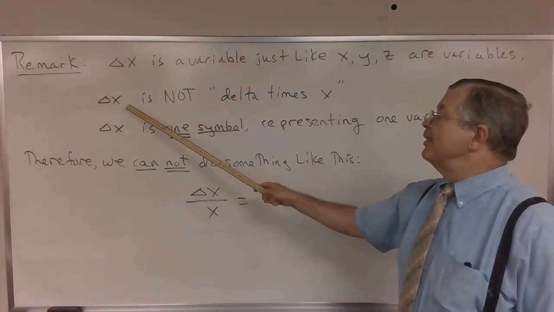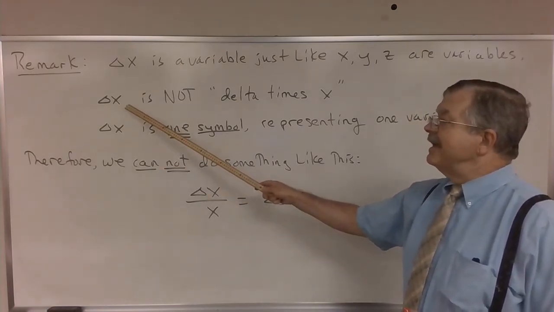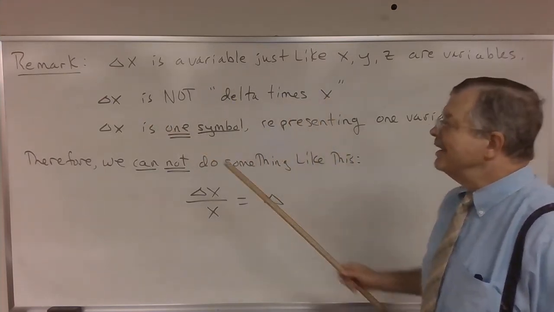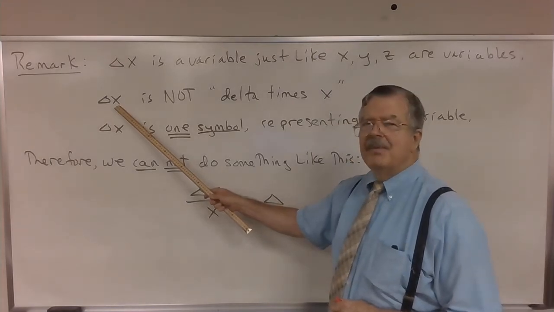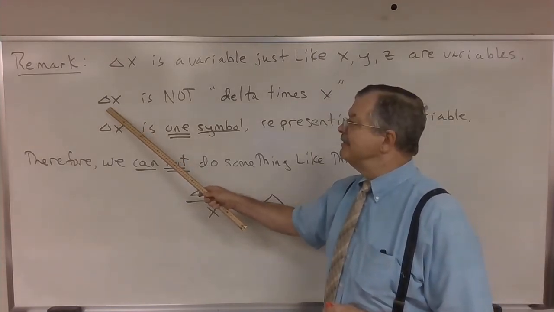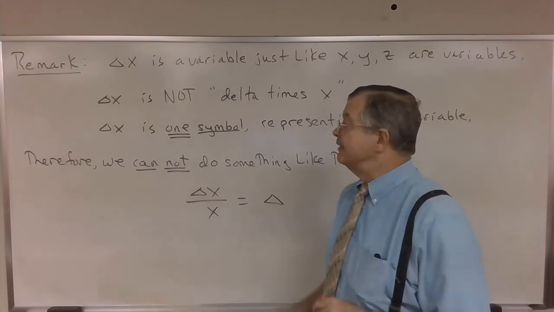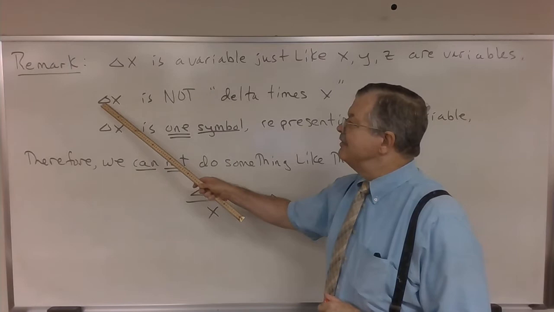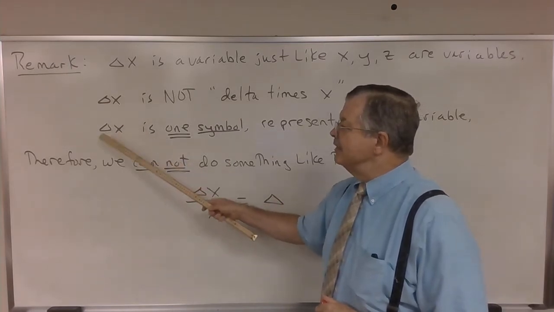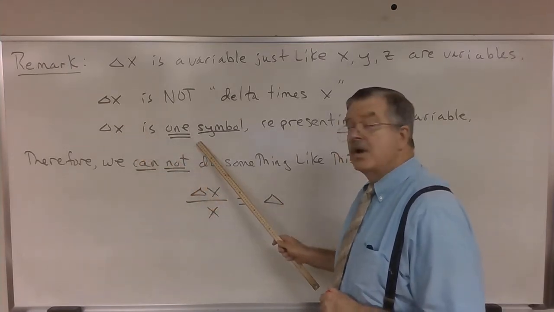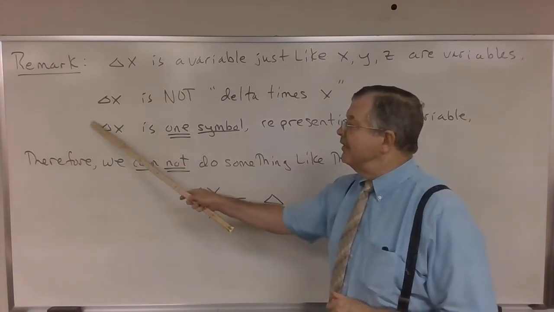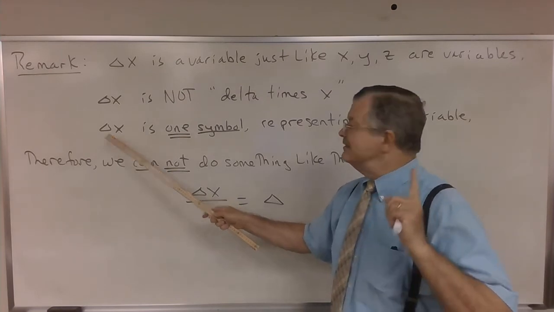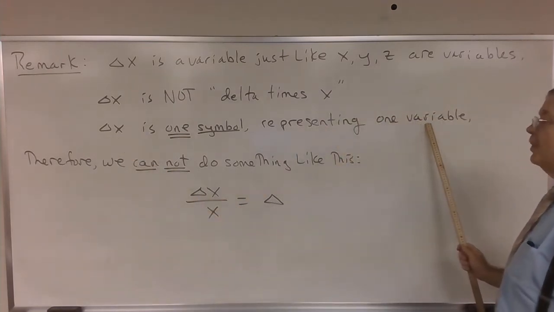And this is an important point. Delta x is not delta times x. When we look at this, we do not want to look at it as delta times x. That's not what it is. Delta x is not the product of two different symbols. Delta x is one symbol. So this is not two symbols multiplied together. Delta x is one symbol representing one variable.